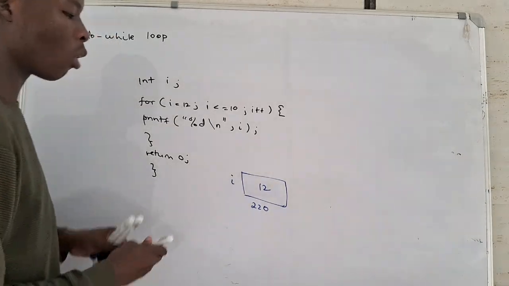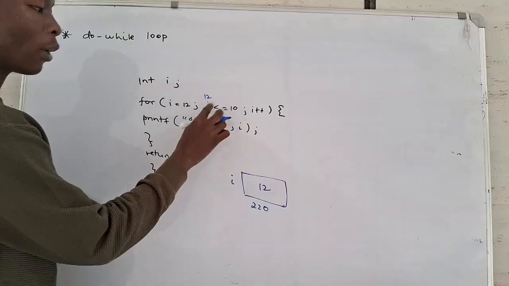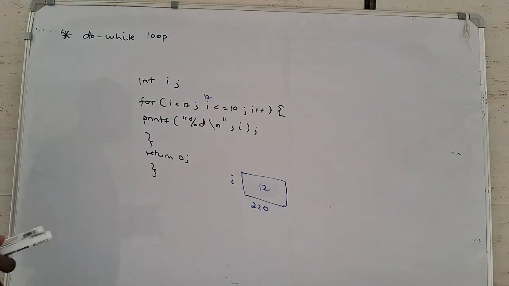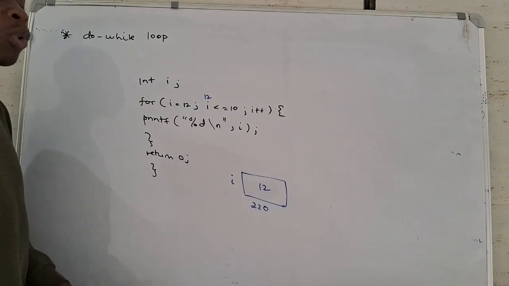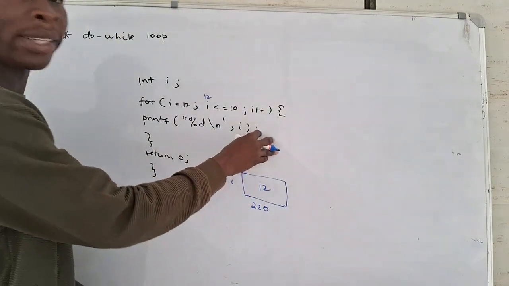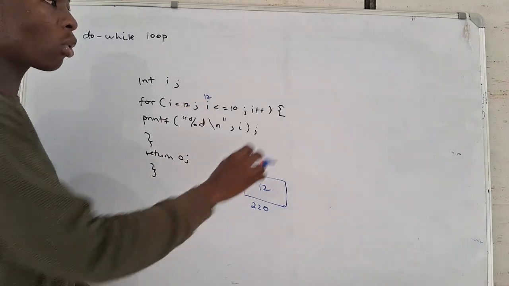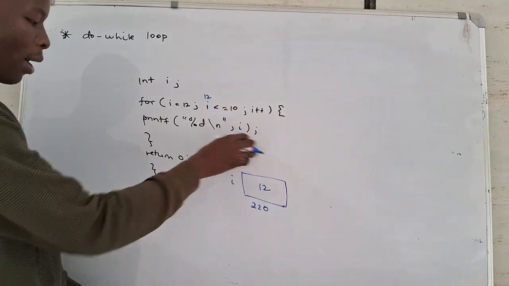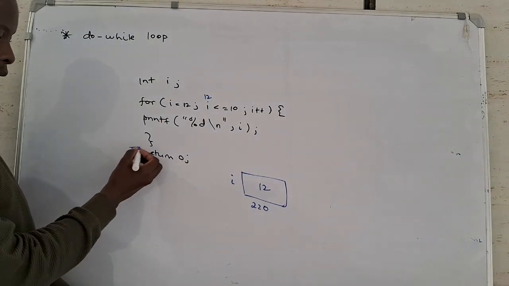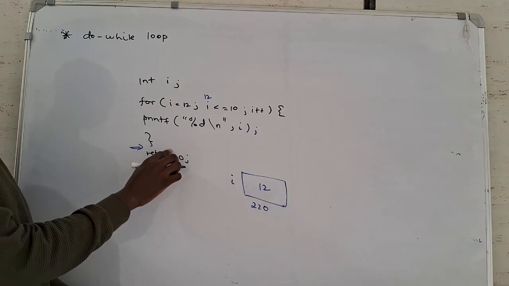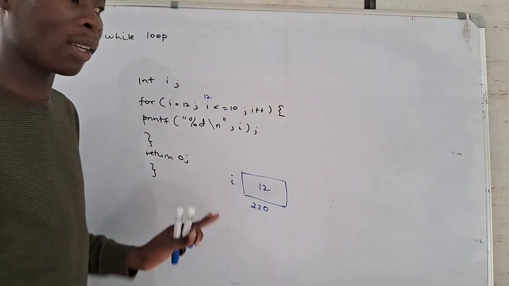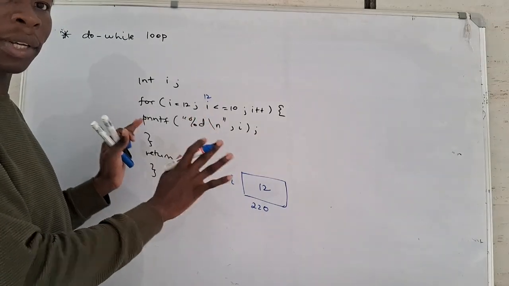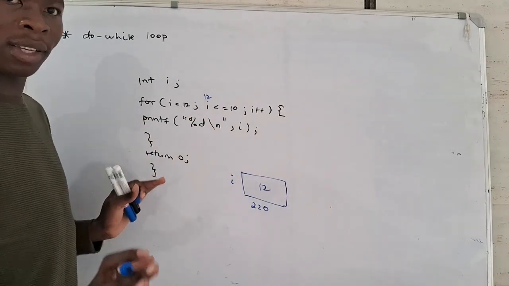Now the compiler is going to check: 12 is less than or equal to 10. This is false, 12 is greater. So the compiler is not going to enter inside. But it is going to execute the statements outside of the for loop. Here there is nothing, so this program is going to print nothing.